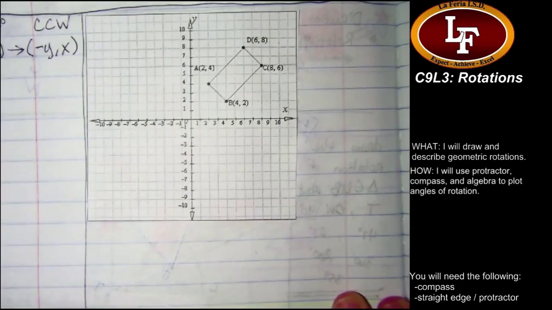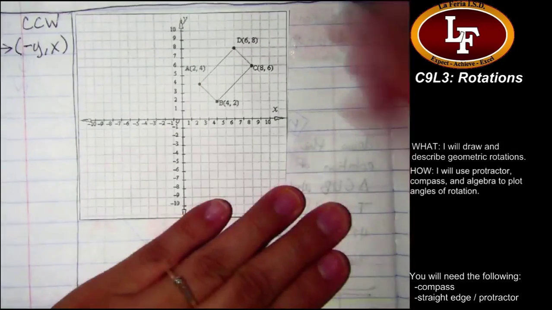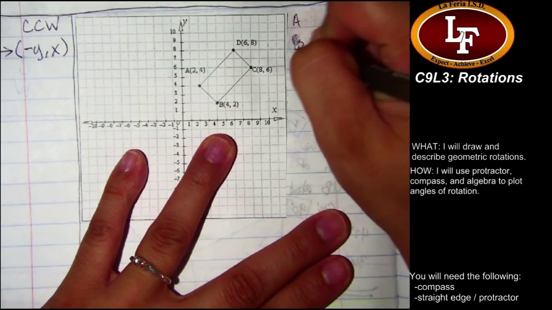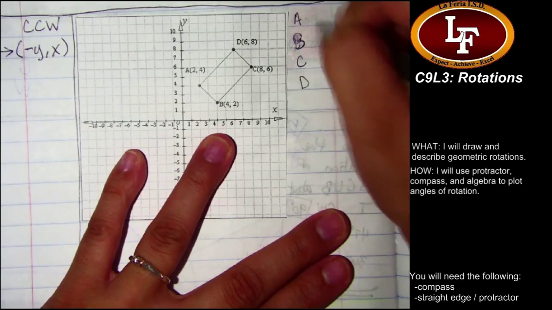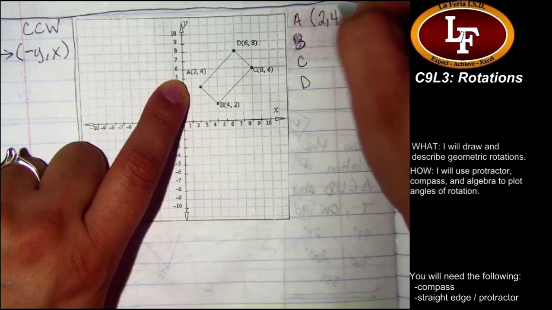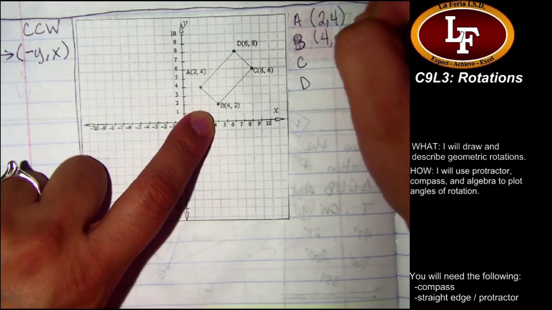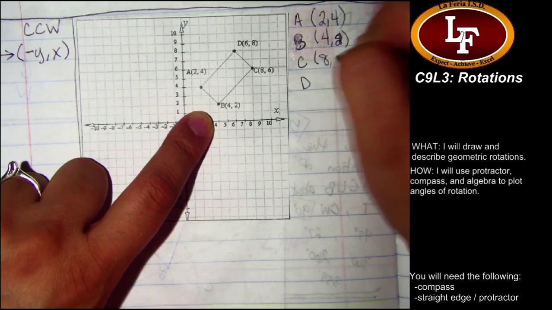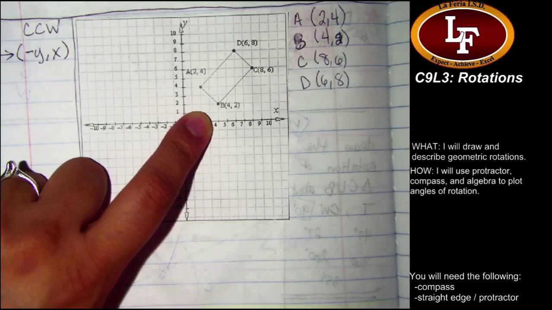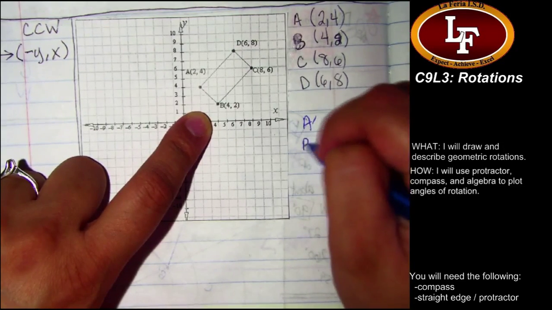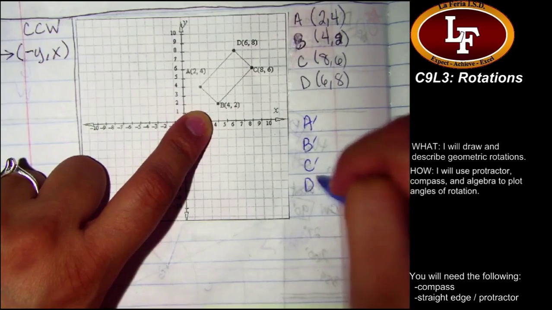All right, so the first thing we're going to do is list out the current coordinates that I have. A, B, C, and D. Thankfully, the picture gives me the coordinates, so I really don't have to think very hard. And now I've got to figure out the new coordinates of the rotated points.